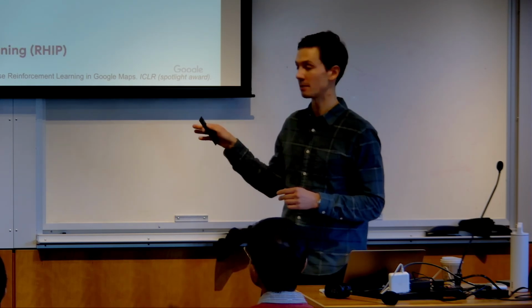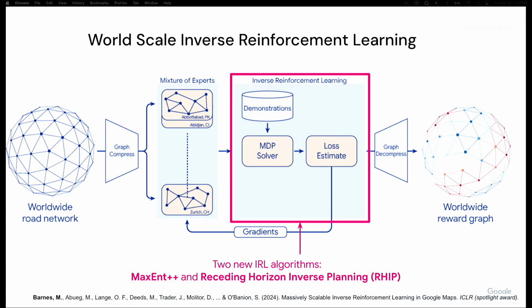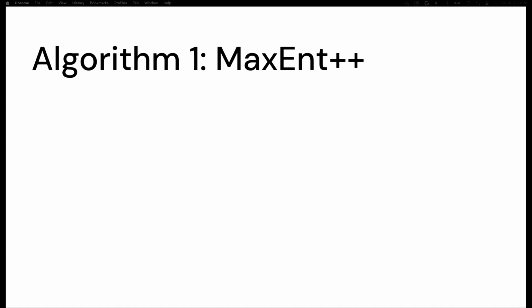Okay, and then lastly, and this is the part that I'm going to jump into more, is that we introduced 2 new inverse RL algorithms called Maxent++, and then Receding Horizon Inverse Planning, or RHIP. These are probably the most technically interesting discoveries that we made, and so I'll spend some time talking about them. So first, Maxent++: you can think of this as providing strict improvements on the initialization conditions of Maxent that in turn improves the training times.